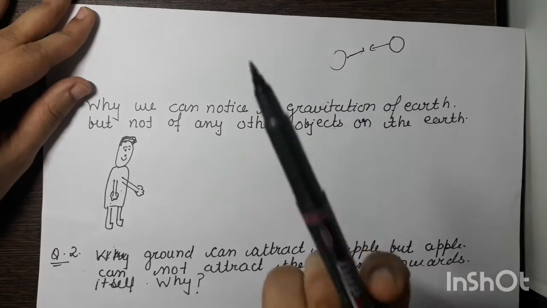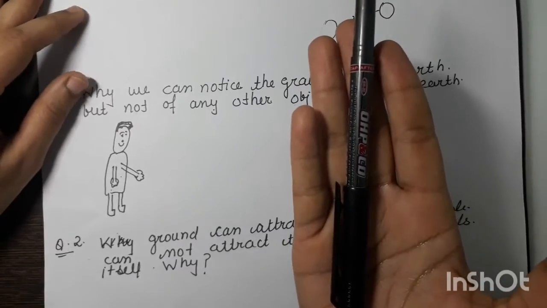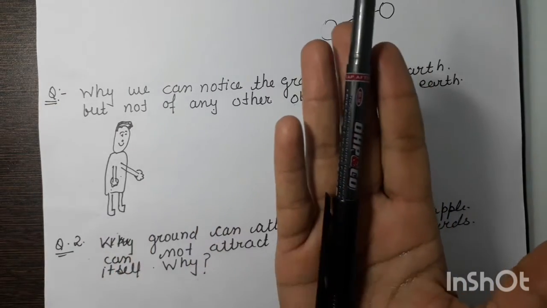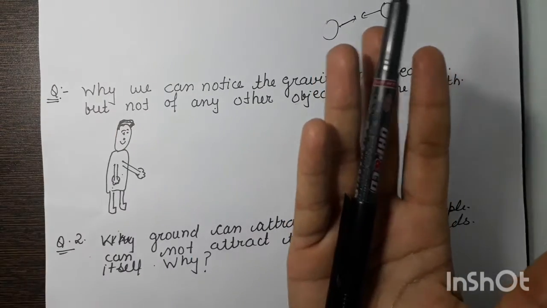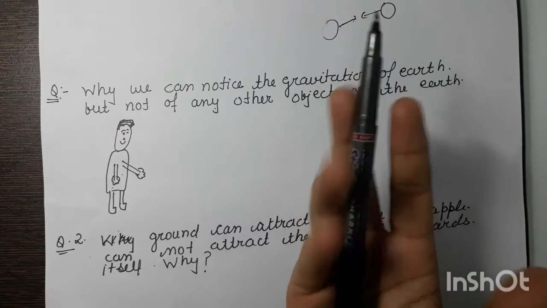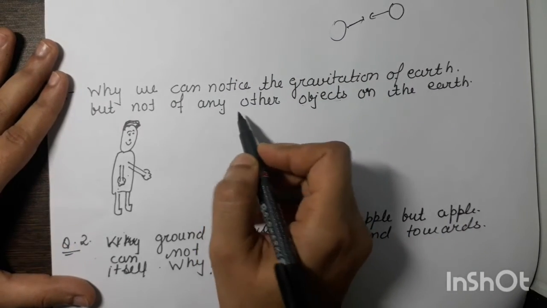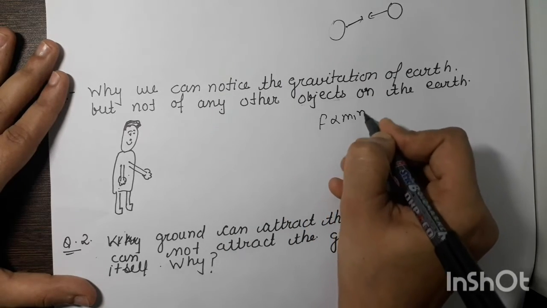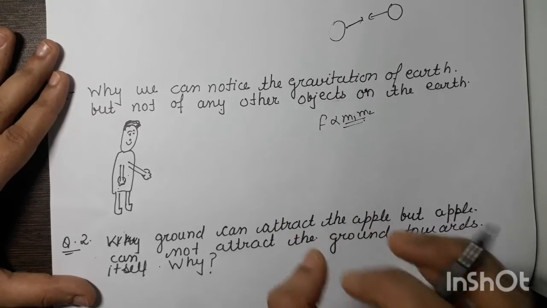Why? For example, here I have a marker in my hand. According to the law of gravitation, this marker is also attracting the things around it. This marker is attracting this space also, this marker is attracting this table also, but we cannot see this effect. We cannot notice this attraction. Why? Here we have seen that gravitation force is directly proportional to mass, because we have already discussed that this force totally depends upon the mass.